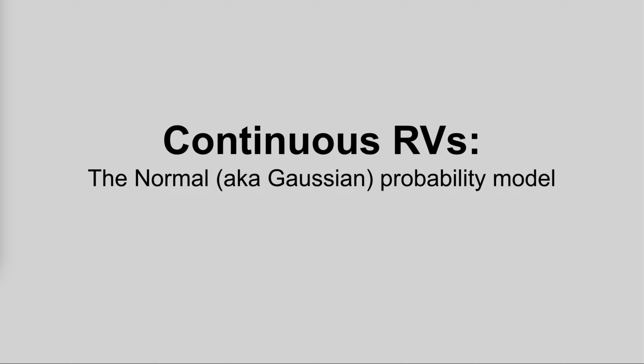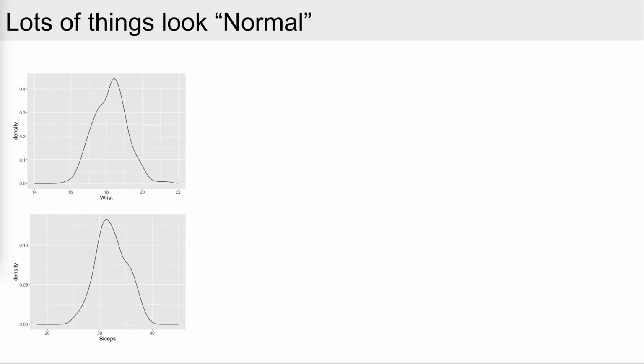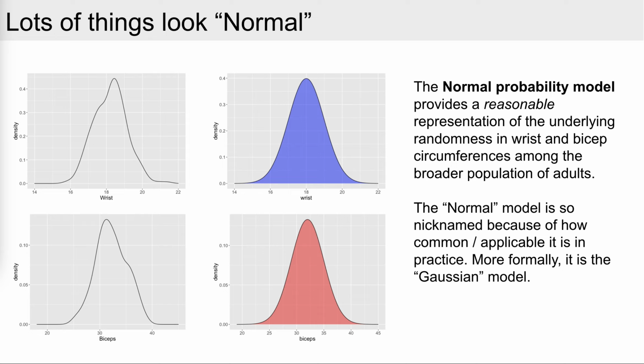Just as with discrete random variables, there exist special or named continuous probability models. Perhaps the most commonly known is the normal or Gaussian model. For example, shown here are density plots of the observed wrist and bicep circumferences among a sample of 250 adults. At right, the normal probability models provide a reasonable representation of the behavior in these two biological variables among the broader population of adults. In fact, the normal model is so nicknamed because of how common or applicable it is in practice, beyond just wrists and biceps. This model has a more formal name, the Gaussian, named after an 18th century mathematician.